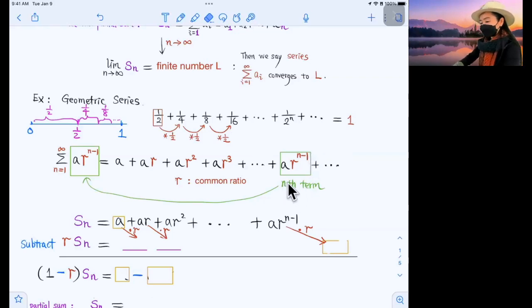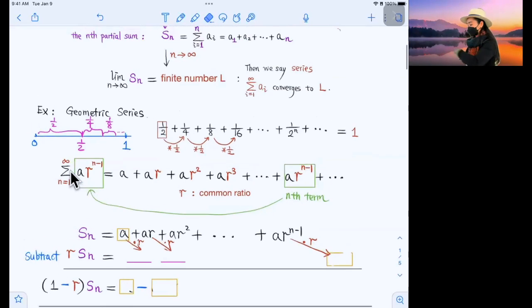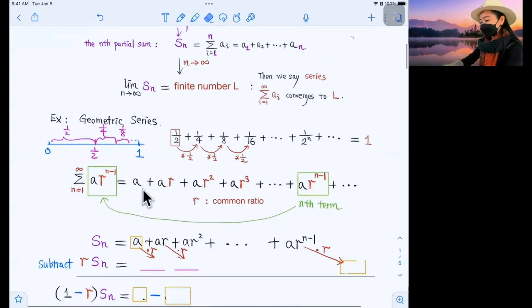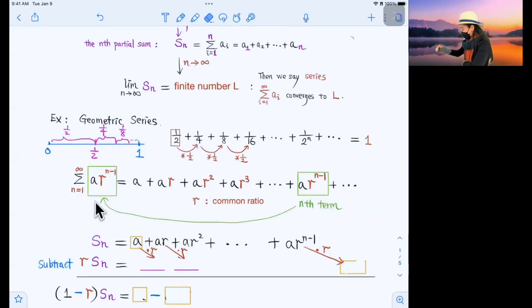Okay. Then when you try to write this series over here, you put it this way. So this is the summation. Remember the series. Series means it's the sum. Okay. So you add A, and then you add AR, you add AR squared, you add AR cubed, etc. Then you put down the nth term, which is the general term over here. And then n over here goes from 1 to infinity.